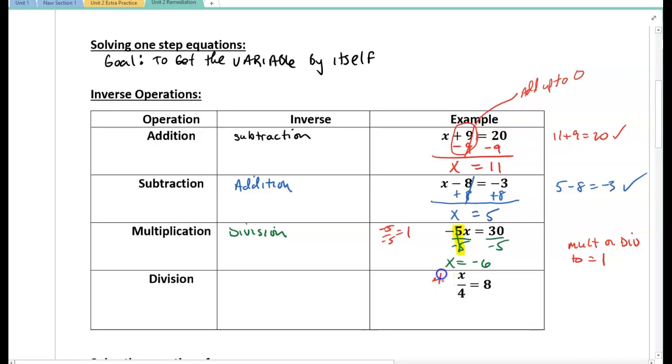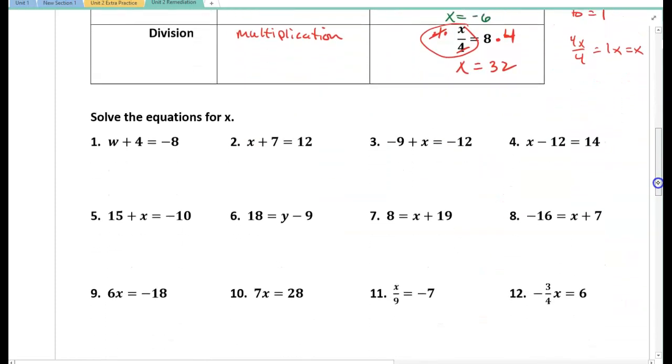So when I come over here, if the operation is division, the inverse of that is multiplication. So what do I do to both sides here? X divided by 4. I'm going to multiply by the denominator. These cancel out, leaving me with x equals 32. If I look in focus here, 4 times x over 4 would give me 4x over 4. 4 divided by 4 gives me 1x, which is just x. So remember, anytime we're undoing multiplication or division, it multiplies or divides to give you 1.